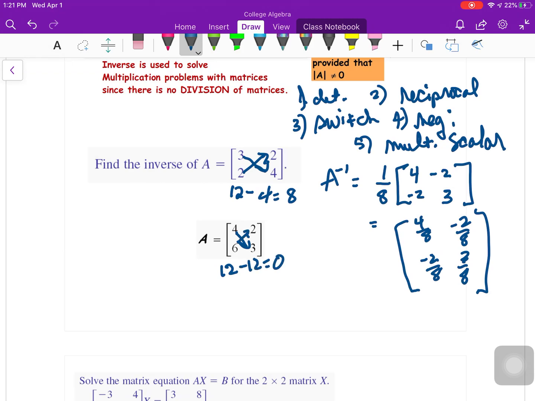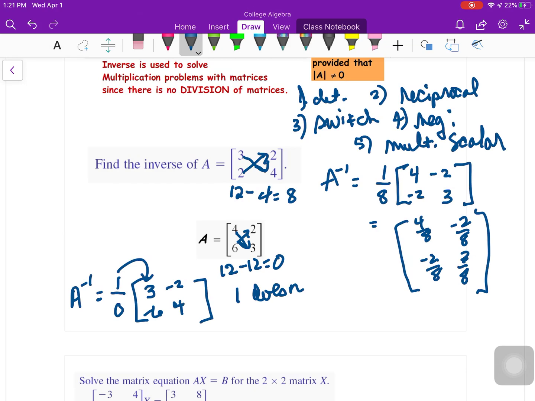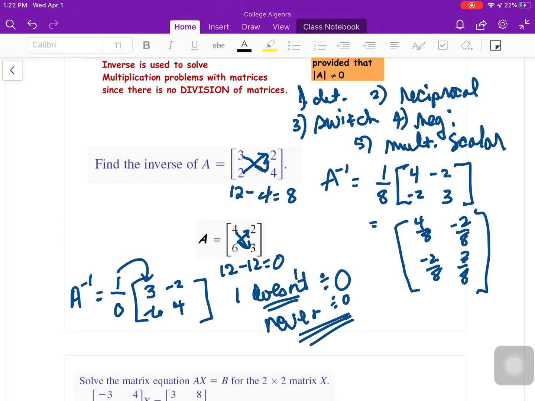So let's try this one. Determinant is 12 minus 12, which is 0. So A inverse will be the reciprocal, which would be 1/0, times switch, 3 and 4, negate, -2, -6. So when I try to multiply 1/0 through, I cannot do it because 1 does not divide by 0. You can never, ever divide by 0 because you don't get a number that works.